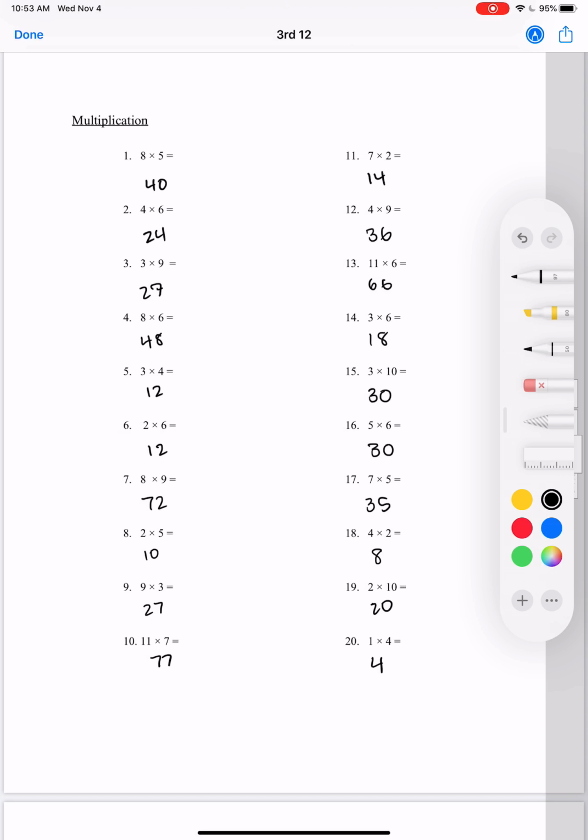So if you don't know your multiplications, you can solve this by thinking there are 8 groups of 5. So 1, 2, 3, 4, 5, that's one group. 1, 2, 3, 4, 5, that's two groups. 1, 2, 3, 4, 5.